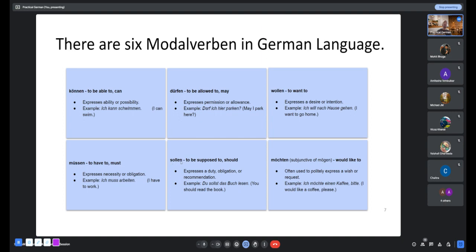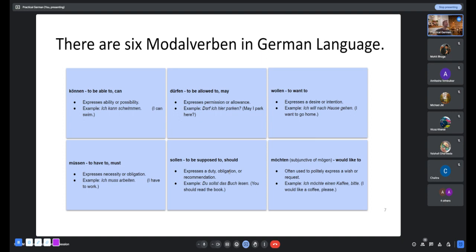Then the next one is sollen, the middle bottom. Sollen is to be supposed to, or should. It expresses a duty, obligation, or a recommendation. Again, you'll say, okay, we had obligation in müssen as well. We have obligation over here as well. You have to understand the context. Where can you use sollen? When you are telling someone he should do something, for example, you should read this book, you should watch this movie. Du sollst das Buch lesen.